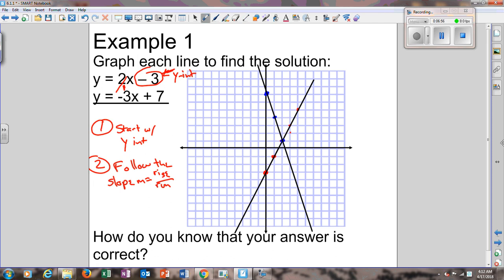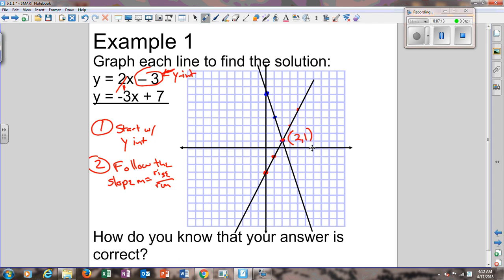Now your intersection is going to be where those 2 lines intersect, where your solution is. So you need to know how to do ordered pairs. You go over 2 and up 1, so the solution would be (2, 1).